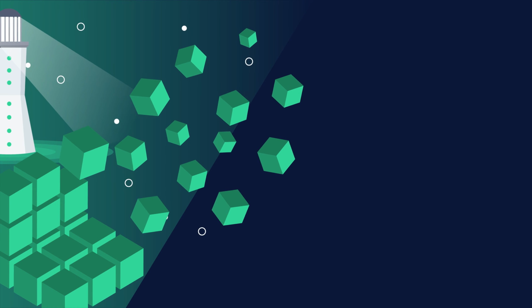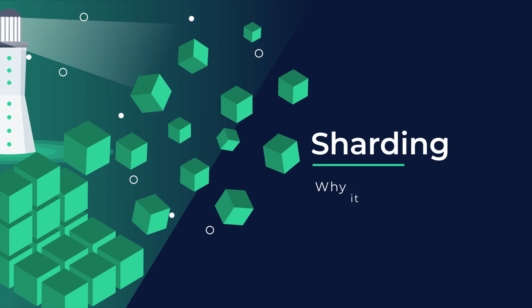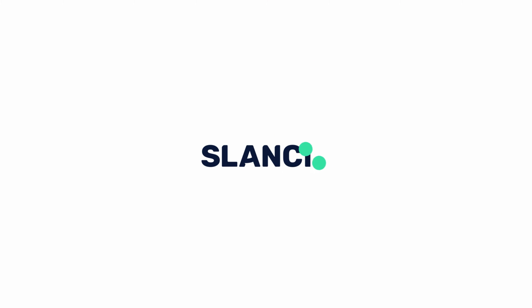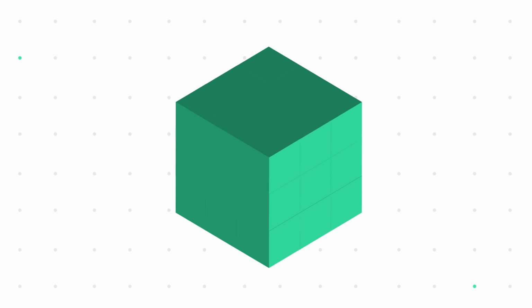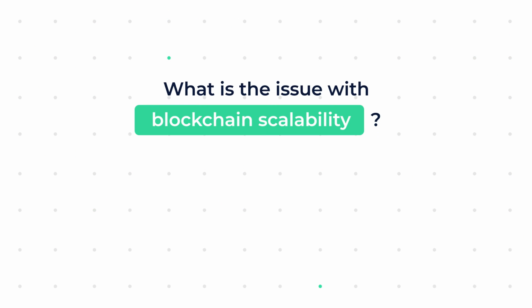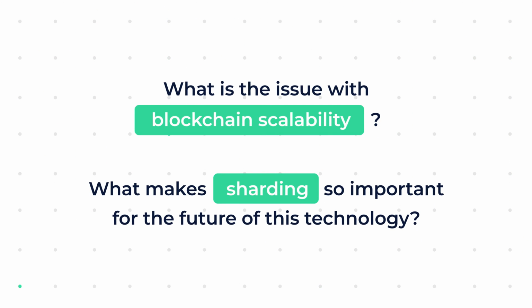In this summary, we explain the concept of sharding and why it is so important for the future of blockchain. Sharding is a method of splitting the existing blockchain infrastructures into multiple pieces with the aim of increasing its scalability. So, what is the issue with blockchain scalability, and what makes sharding so important for the future of this technology?